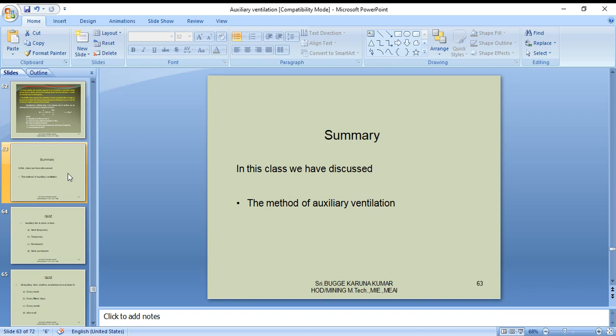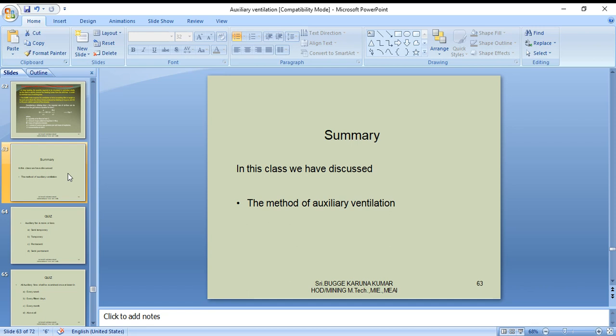And moreover, as far as resistance is concerned, it is smooth, so more ventilation is possible. So auxiliary ventilation plays a very vital role in the ventilation network system. I hope that you are understanding all this.